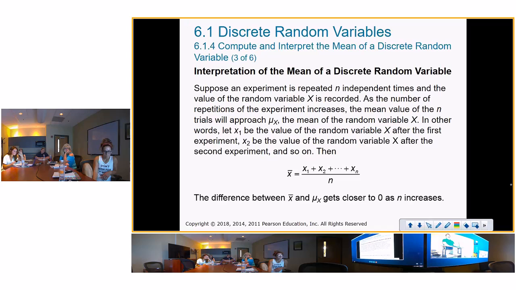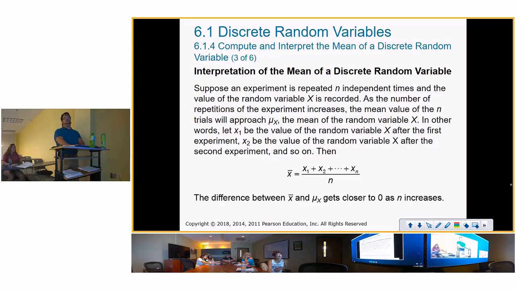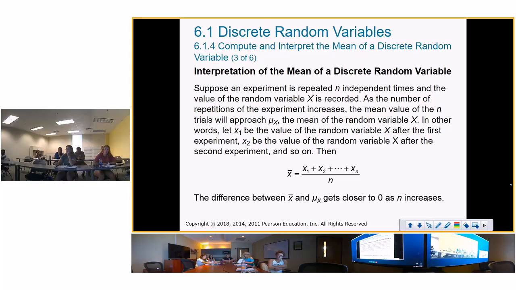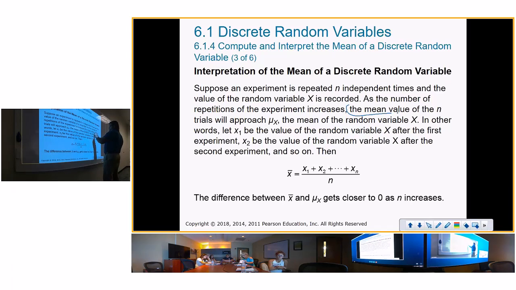Interpretation of the mean. Suppose an experiment is repeated a number of times. As the number of repetitions increases, the mean value will approach... You need to remember this: the mean value of the n trials will approach mu sub x. You need to write that down.